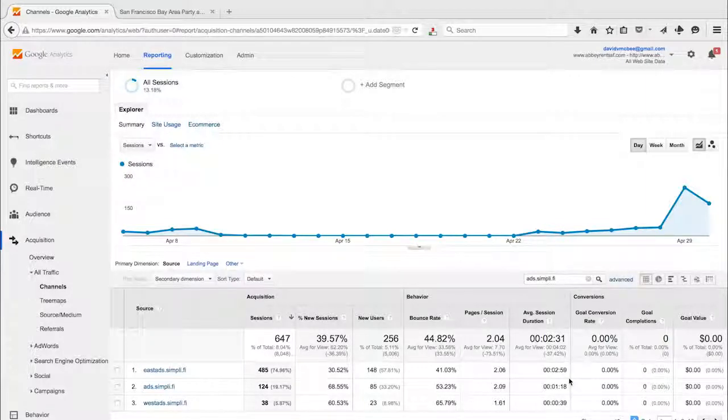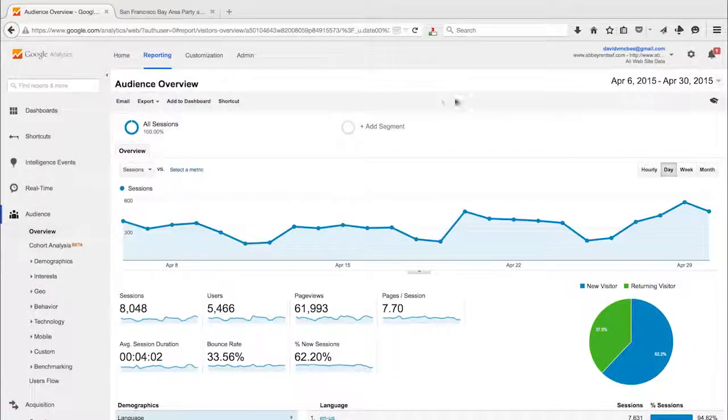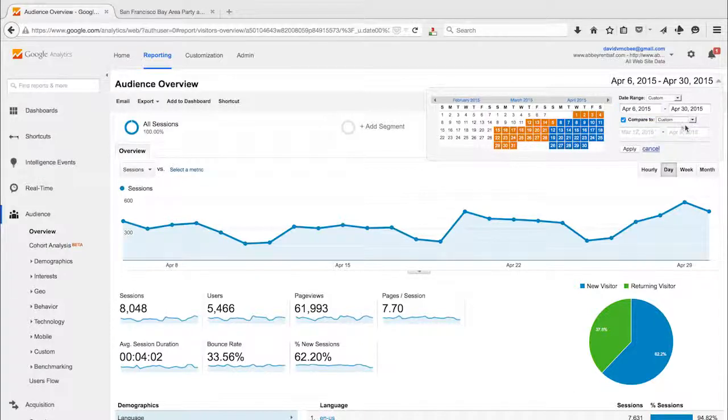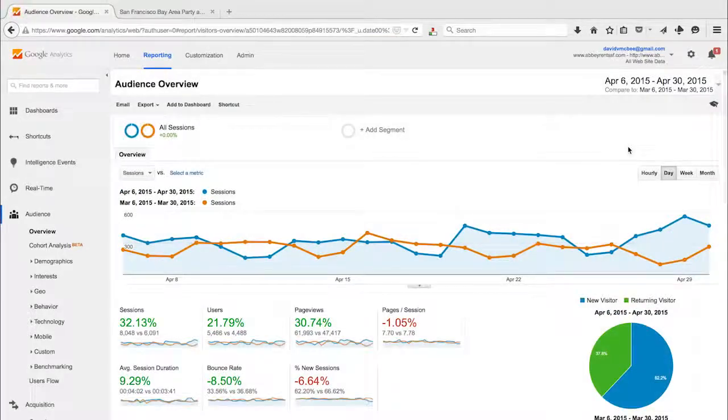Let's go back and use the calendar function to compare the weeks in April when we ran the targeted display campaign to the same dates in March before the campaign went live. So that would be the Audience tab, then Overview, and this campaign ran April 6th through the 30th, and I want to compare that to a custom date range of March 6th through March 30th. Okay, now we can start to make some comparisons. So this blue line represents when the display campaign was live, and the orange line is the month before.